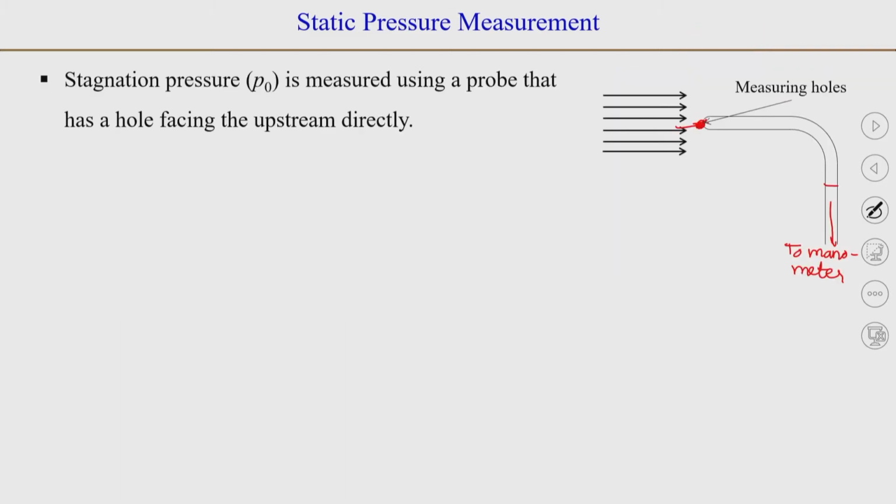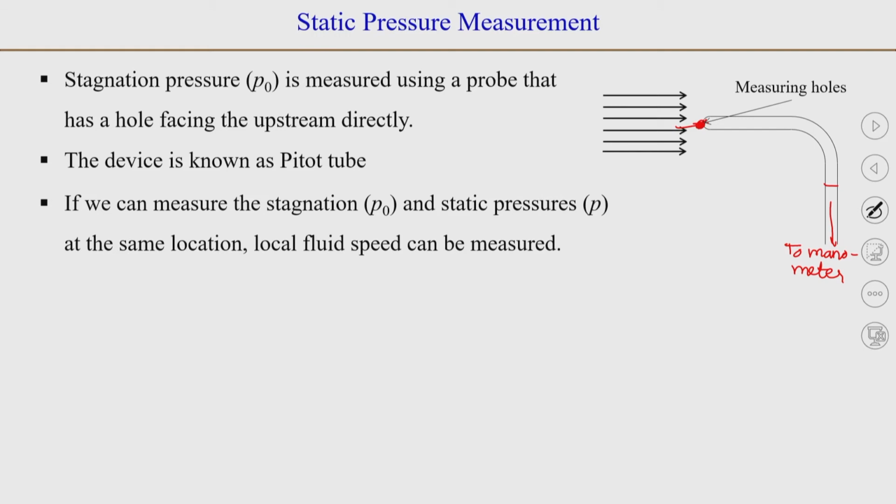Okay. In this case, you can use the manometer. Again, it should be aligned so that the flow which is coming here can be stopped and you can measure the stagnation pressure. And this device is known as pitot tube. So, what we have seen is that you can measure stagnation pressure using the pitot tube.